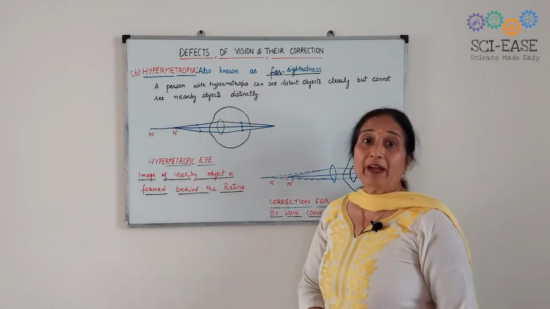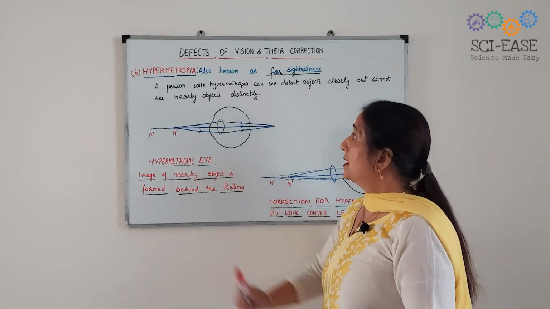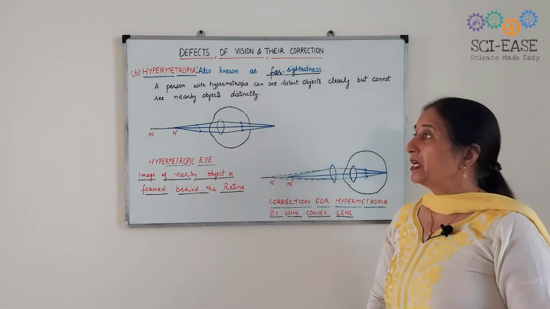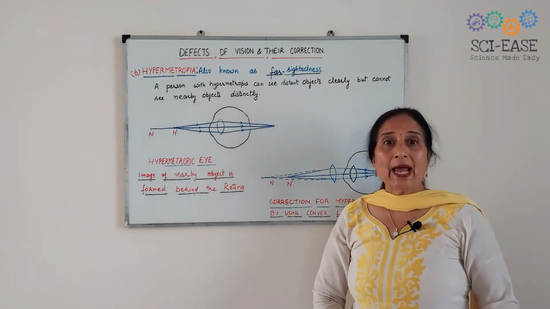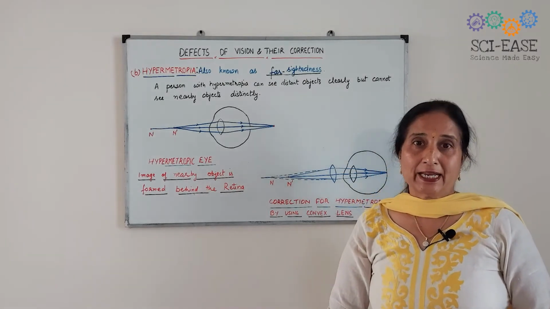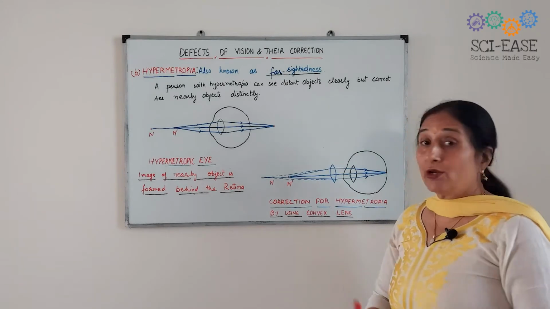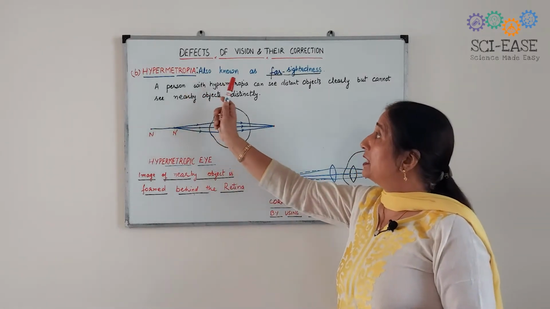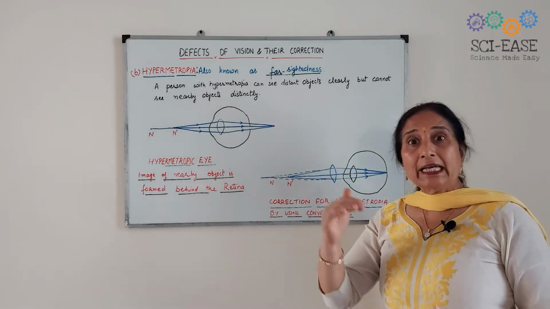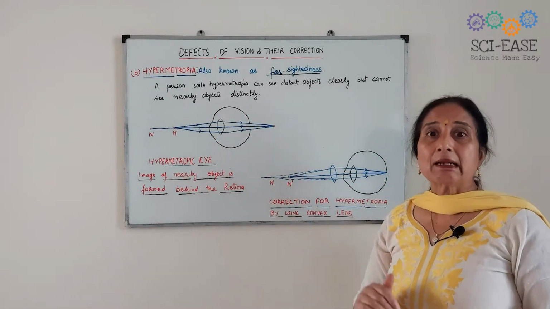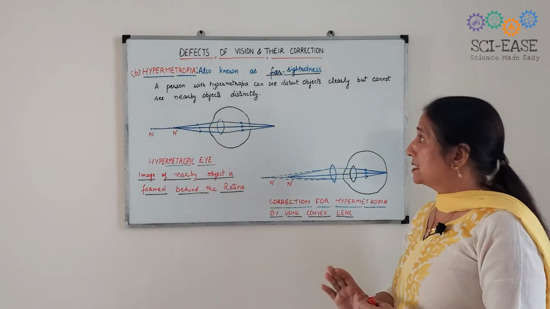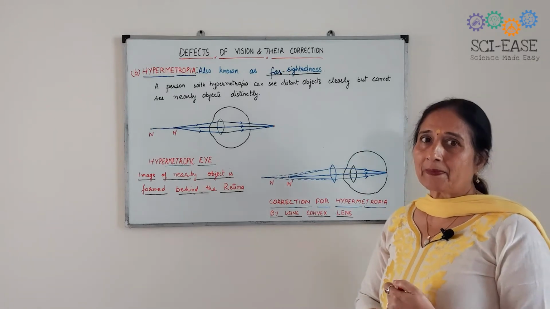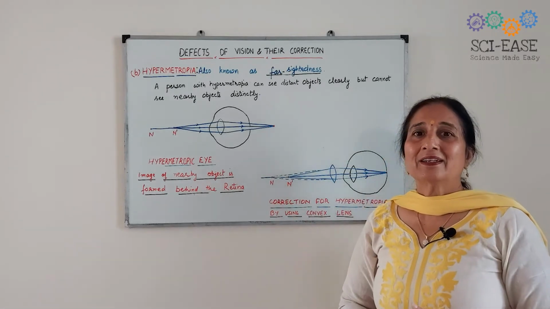Now the second defect, that is hypermetropia. Hypermetropia is also known as farsightedness. Now, what is hypermetropia? A person with hypermetropia can see the distant objects clearly, but cannot see the nearby objects distinctly. It's just the reverse of myopia.